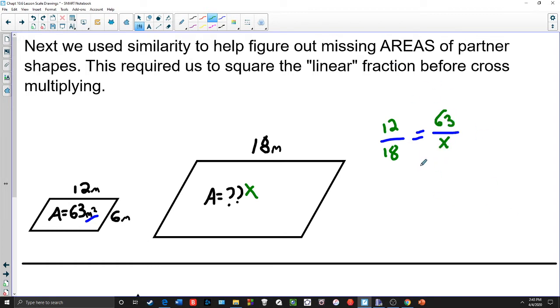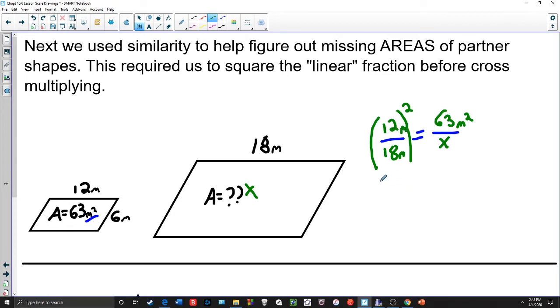Now, before I cross multiply, what I said you had to do is you have to square this fraction, because what happens here, let me actually add something to that first, is that this is 12 meters, this is 18 meters, this is 63 meters squared. So there's a conflict here. I have meters compared to meters squared. I can't have that. So I'm going to square this fraction, because that will square the numbers, but when you square the numbers, you also get to square the units.